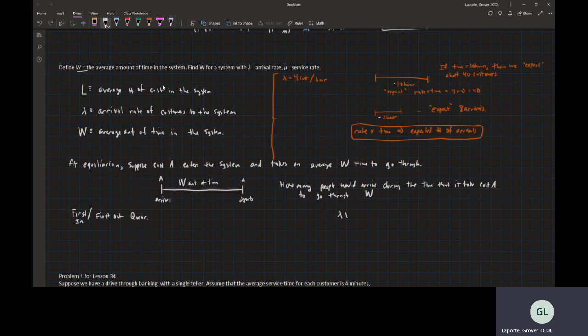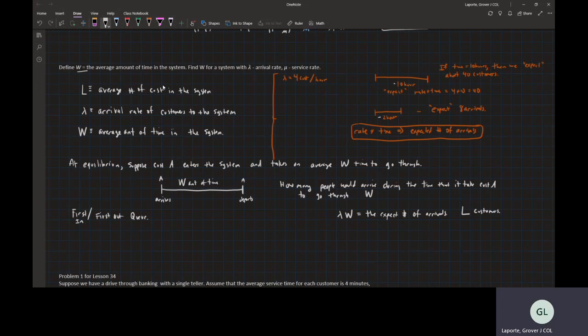So lambda W would give me the expected number of arrivals. And when that customer A departs, A being maybe an arbitrary customer, he's leaving lambda times W customers in the system. So on average, we expect to have L customers.